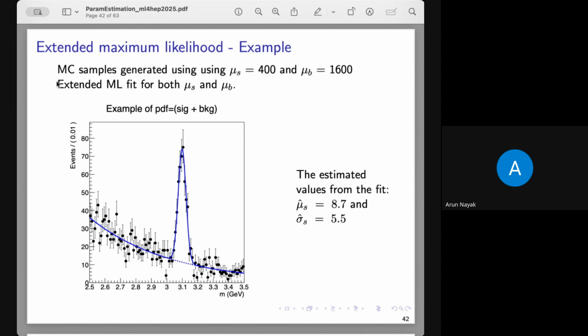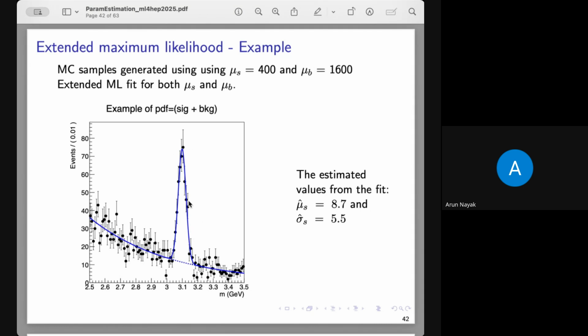Okay. And then I performed an extended maximum likelihood fit for both mu_s and mu_b. Of course, there are other parameters for the individual PDFs, like for the exponential, you have the parameter tau, and for the Gaussian, you have the parameters mean and sigma. So those are also estimated along with mu_s and mu_b. Okay. Now, when you do the fit, you will get this kind of result. This is the background component here, and this is the signal component here.